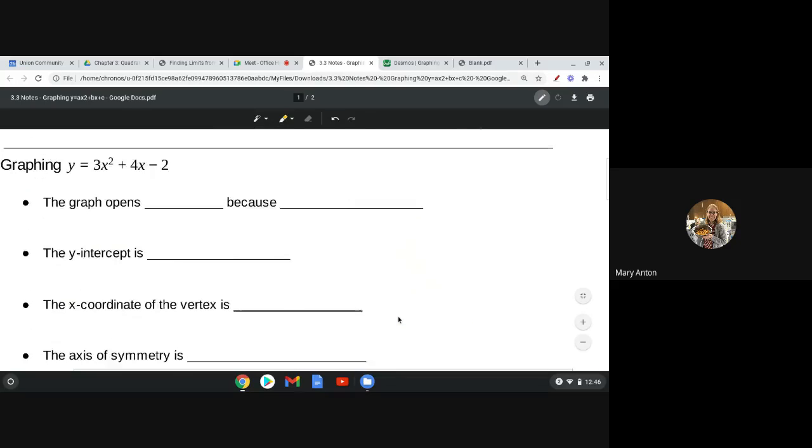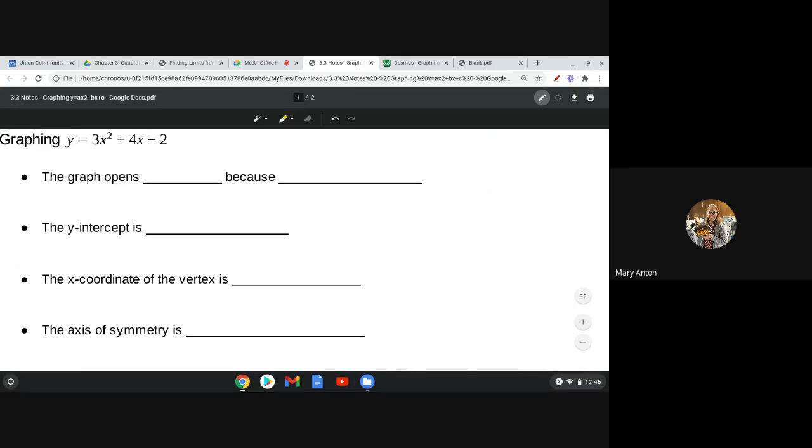Maybe you can guide me through this next. Graphing 3x squared plus 4x minus 2. Graph opens up because the number's positive. What does open up mean? Above, it opens on the positive side of the graph. It just means that it's shaped like a U, like a smiley face, not a frown face. Because a is positive. Yeah, because a is 3, and 3 is positive. I'm going to write 3 is greater than 0, but if 3 is positive makes more sense to you, then you go ahead and write that instead.